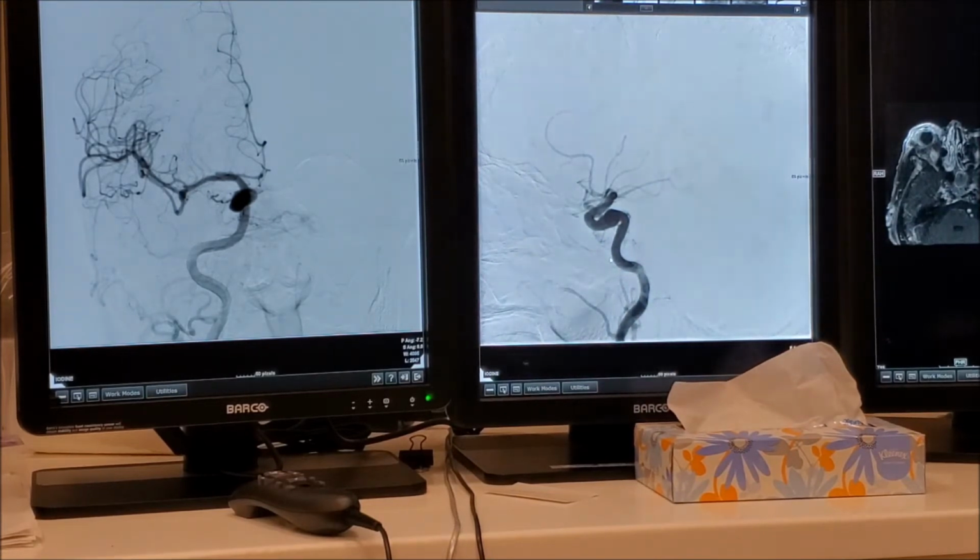Out of the internal maxillary, you have the artery of the foramen spinosum, which is which one? The MMA, the middle meningeal. The artery of the foramen ovale, which one is that? The accessory meningeal. And the artery of the foramen rotundum. We'll see what kind of external. But to work this area, the next injection has to be an external.